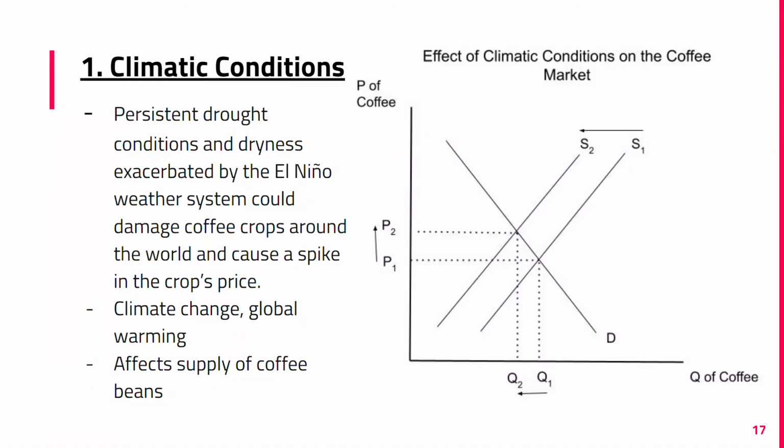First, with the climatic conditions, there are persistent drought conditions exacerbated by the El Nino weather system, which could damage crops around the world and cause a spike in the crop's price. Now, dryness in Brazil and Indonesia, the first and third largest producers of coffee beans, appears to be intensified by El Nino, so it is currently already happening, and this endangers the production of coffee beans.